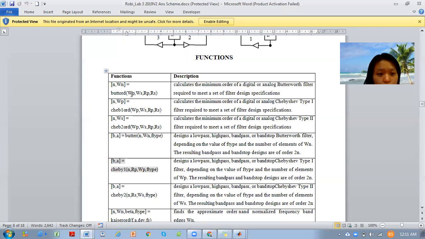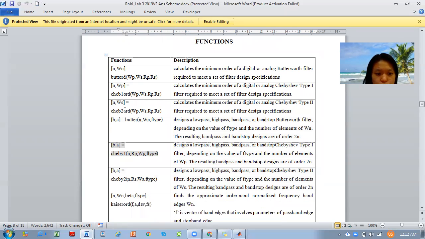WP is our frequency for the passband. WS is the frequency for our stopband, and RP is our ripple for the passband and RS the ripple for the stopband. Here are the other filters. This one is for Chebyshev type 1 order, same for WN, WP, WS, RP, RS. Then Chebyshev type 2 order, CHEB2ORD.